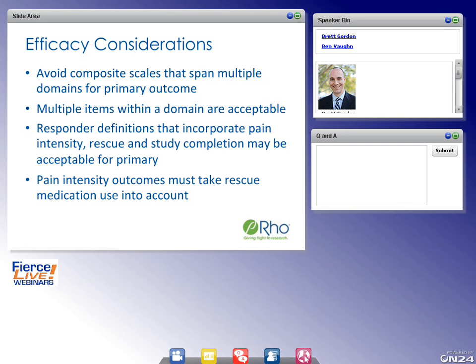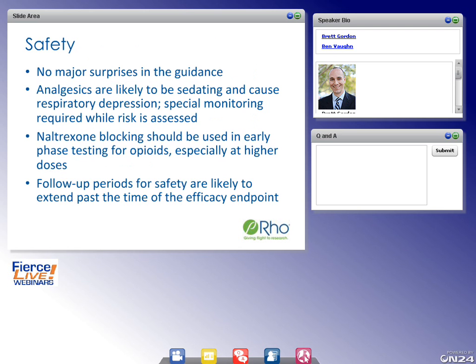So for safety, there really are no surprises in the guidance at all, especially if you've had recent feedback with the agency. Nothing in there raised our eyebrows. One thing to note is they suggest using naltrexone blocking in early phase testing. This is certainly a good idea, but there's a little bit of a risk. With opioids, they slow your GI motility. Naltrexone is going to reverse that to some degree.